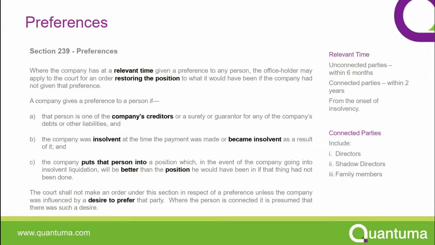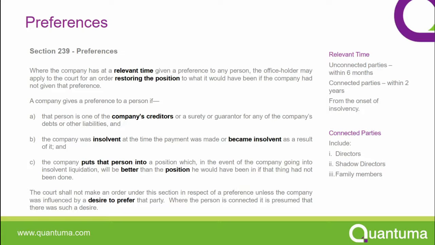I've put up on the screen an excerpt from the relevant section on preferences, but in short, a preferential transaction is one where the company enters into a transaction with a creditor, which means that creditor has been put back in a better position than other creditors. So the most common example would be a situation where a company pays back loans from associated parties rather than other trade creditors or HMRC.